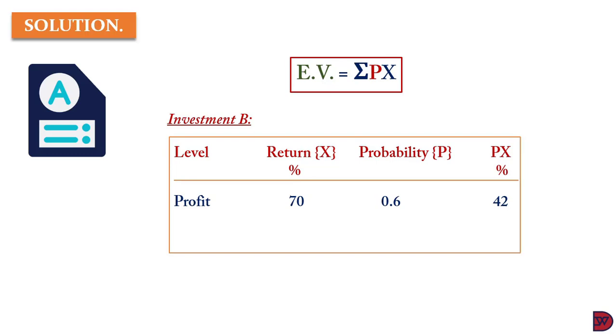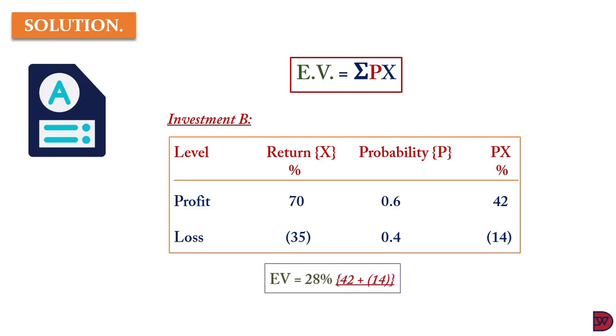Probability of occurrence, it's 0.6. The product is now 42%. For the loss, it is negative 35%. Probability of occurrence is 0.4. Product is negative 14%. That is the loss. So now its expected value will be 28%, the sum of 42% for profit and the loss of 14%. So comparing the two, investment A stands a better chance of yielding more benefits than B, looking at its expected value.